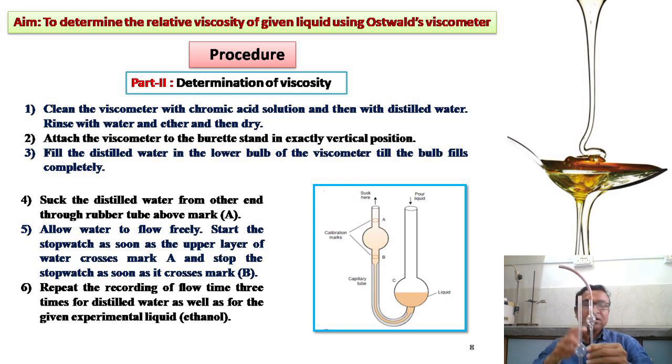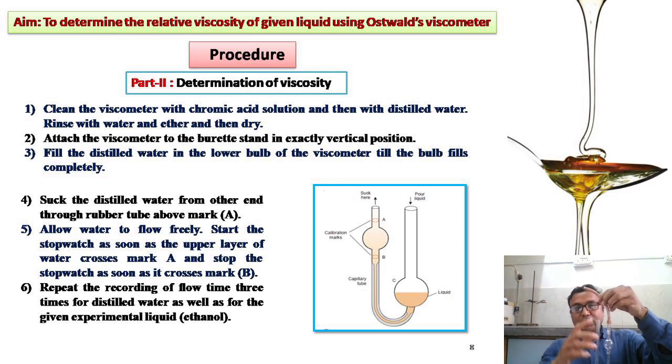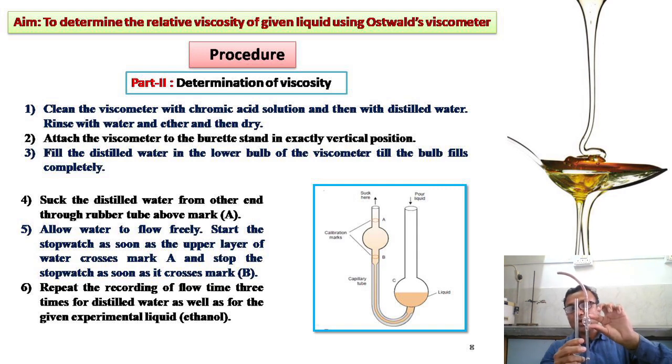After filling in the second step, suck the distilled water from the other end through the rubber tube above mark A. This is the other end, because you inserted the distilled water here. This bulb is completely filled now, and then suck using this rubber tube up to here, above mark A. There are two marks, A and B, in this upper bulb. This is the mark A and this is the mark B, so that the volume is fixed.